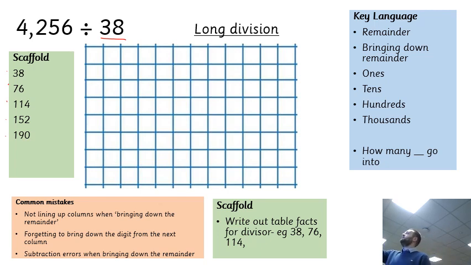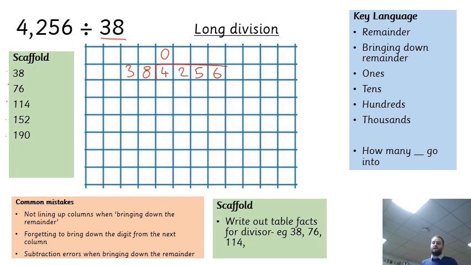So if I lay this out like I've done before with a bus stop, 4, 2, 5, 6, and we're dividing that by 38. So again, as before, 38 into 4, we can't fit it. We need to remember to put that 0 there. It's important we put that 0, even though it doesn't really do anything. It just helps make sure that the columns get lined up. And when we get into long division, it's really important everything's lined up in the right columns.